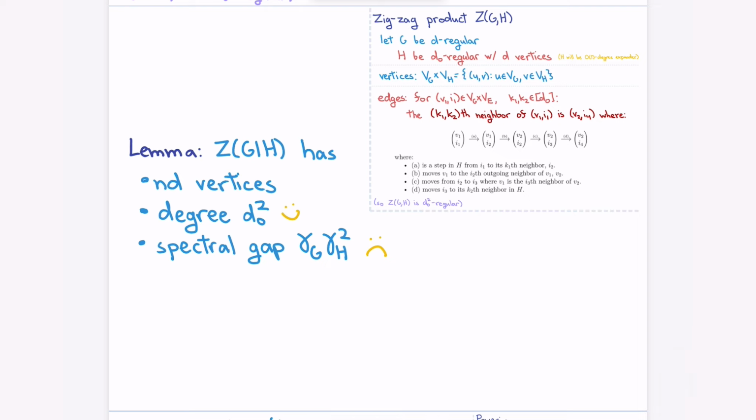So here is our lemma. The first two are pretty easy to see. G was n vertices in degree D, so H has D vertices. At any point in time, my states consist of one vertex here and one vertex here, so I have ND vertices. The graph gets a little bit bigger, and the degree becomes this expander constant squared. D0 is something small and fixed, like 5 or 10, and I can always get it back down to 5 or 10 squared.